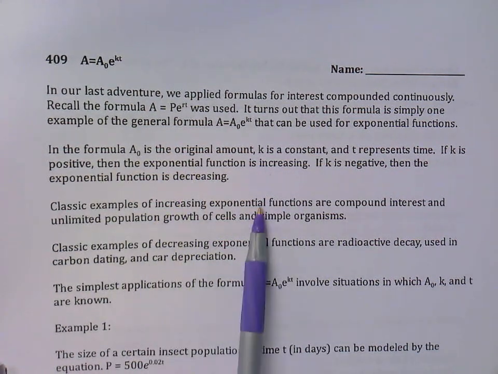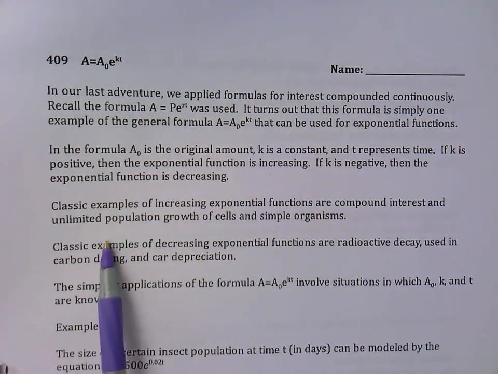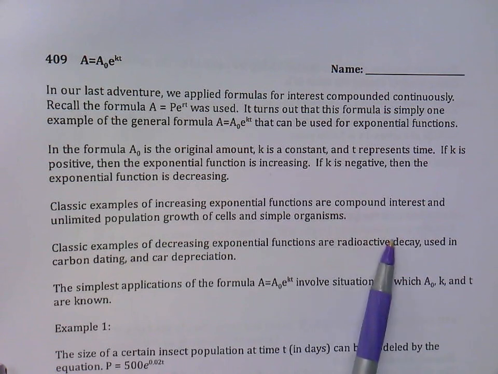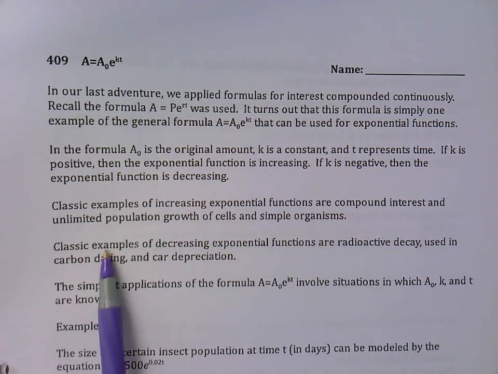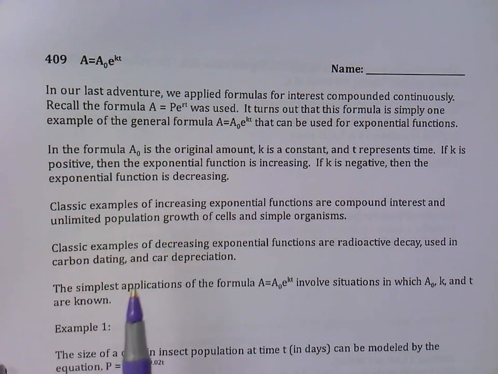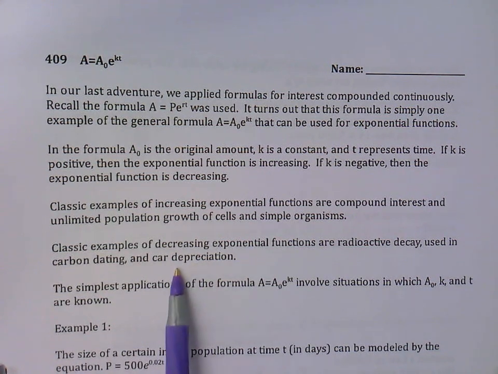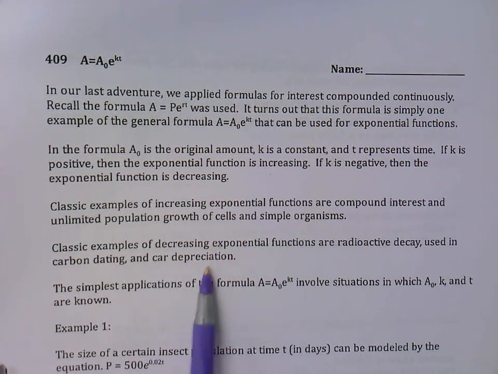Increasing might be compound interest or population growth. Exponential decay might be radioactivity or radiocarbon dating. So when you find a bone or remains, how do you know that it's 20,000 years old? How do you know it's 100 years old? Or car depreciation. The value of your car depreciates every year exponentially.